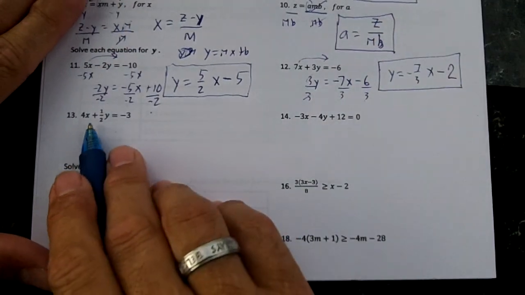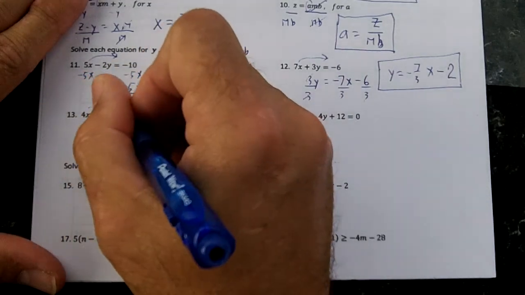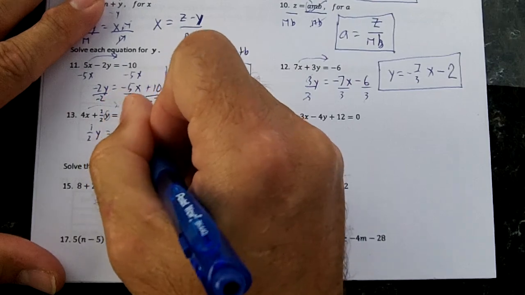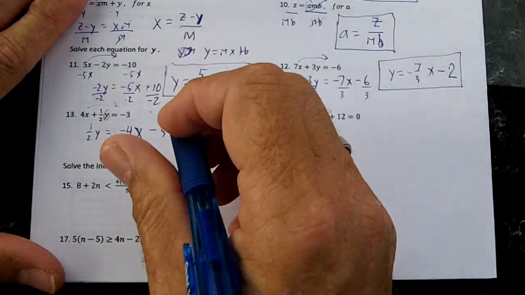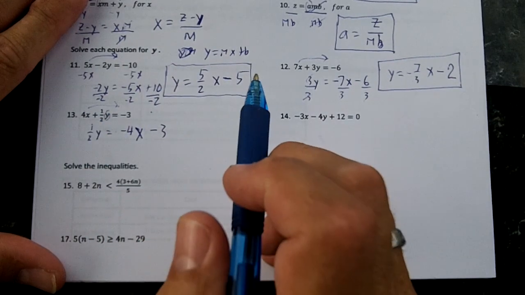Number 13. Okay, we want to get the y all by itself, don't we? So we're going to move over the 4x. So we'll have 1/2 y equals negative 4x minus 3. I'll do that. That should be an x. So I'll move the x. The positive x turns into a negative x when you move it across the equal sign.